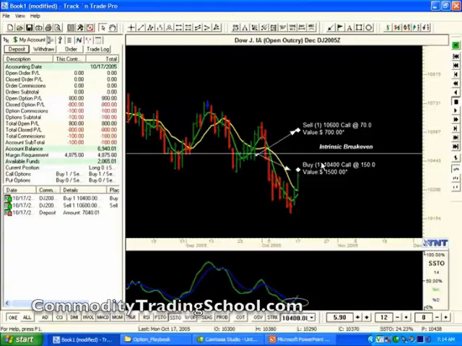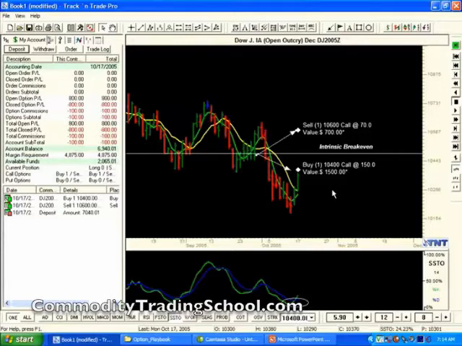Now, the intrinsic break-even is your line in the sand. Anything above that line is profit. Anything below that line will result in a loss. Of course, if at expiration the market is at or below 104, you'll lose the entire amount you paid for the spread, like a regular call option.